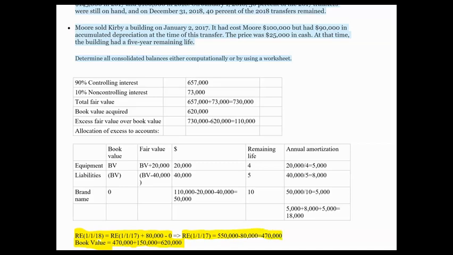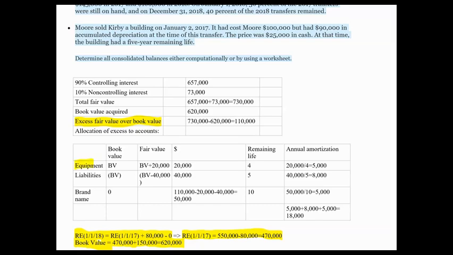Okay, and then we use that plus the total common stock. We get the book value acquired, which is $620,000. Alright, so then the excess fair value over book value equals $110,000, which is the difference between $730,000 and $620,000. Next, we're going to allocate that excess amount to those accounts which have different fair value from book value.